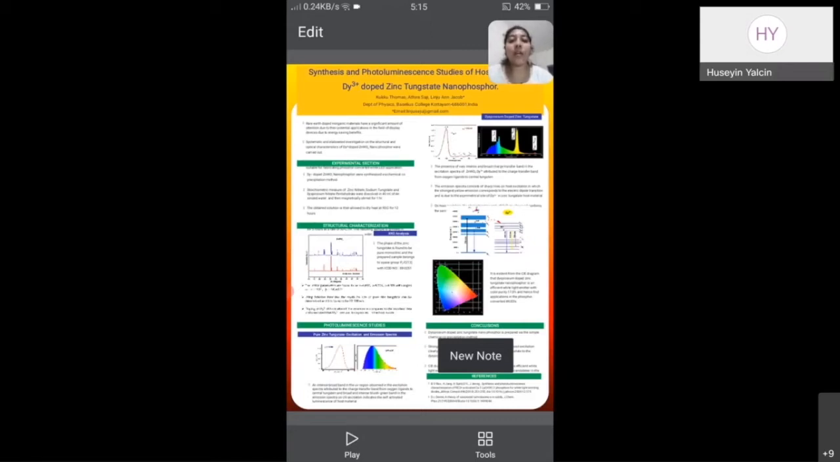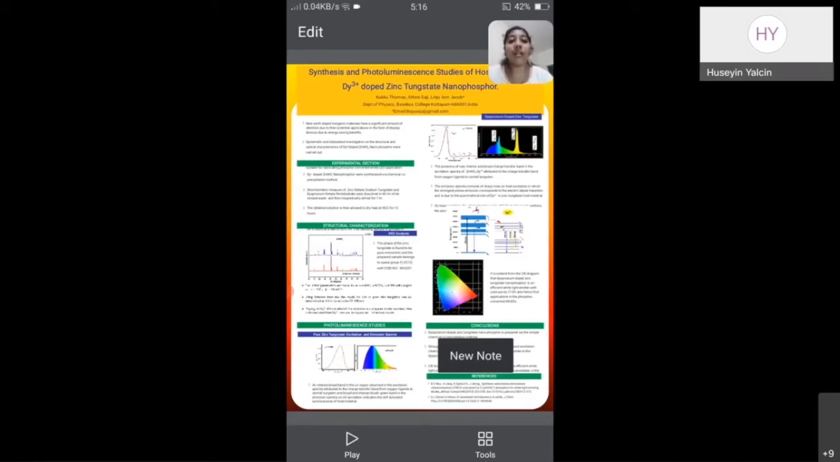From the CIE chromaticity analysis, we got coordinates which correspond to the white region. So the prepared sample falls in the cool white region, and the color purity of the sample is very low, 17.8%. So the emission is white light.